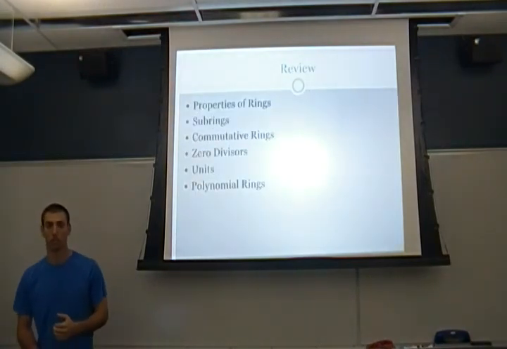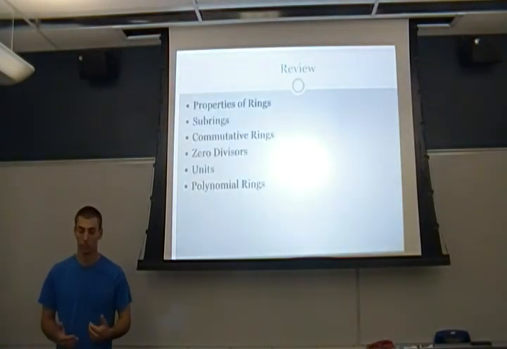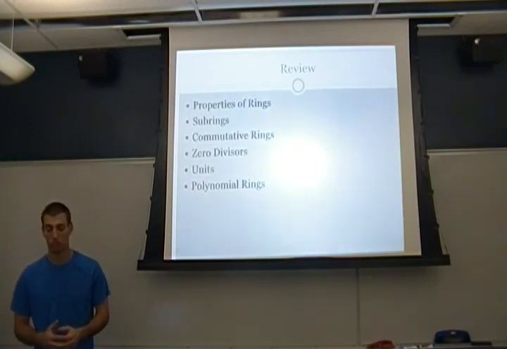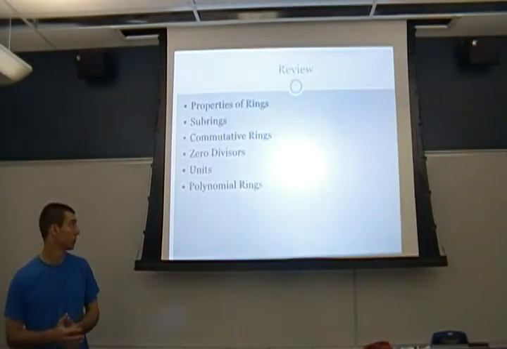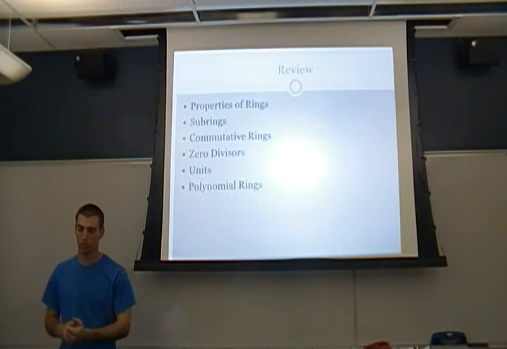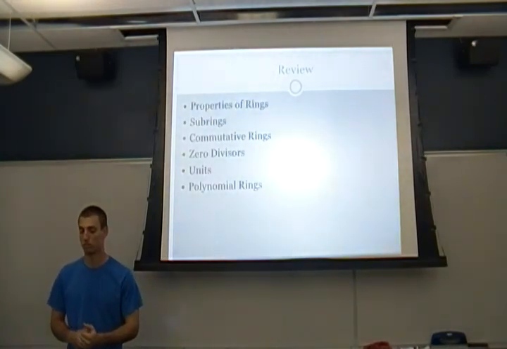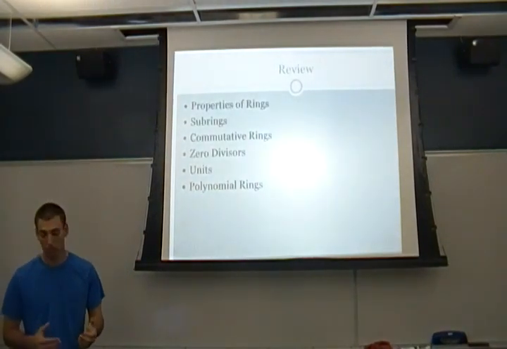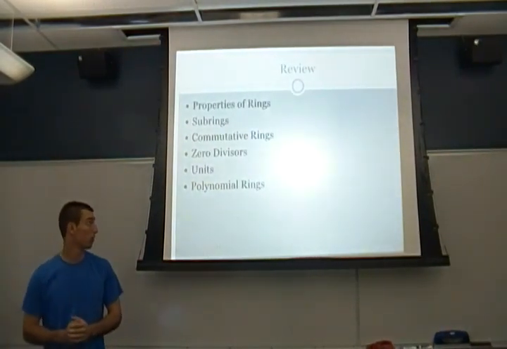So to review, we went over the properties and definitions of rings, subrings, and commutative rings, which are similar to groups. Then we talked about specific elements of the ring called zero divisors and units, which will be used in the future. And then we talked about the specific ring of polynomial rings.